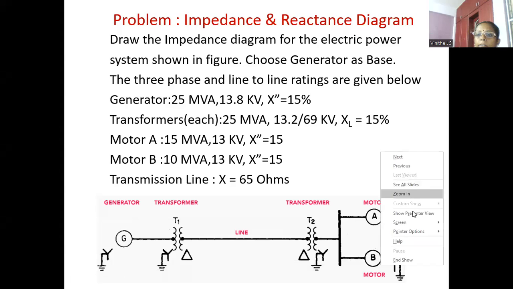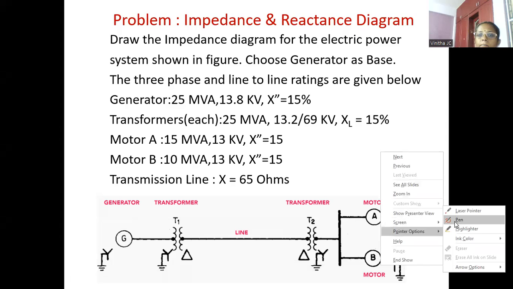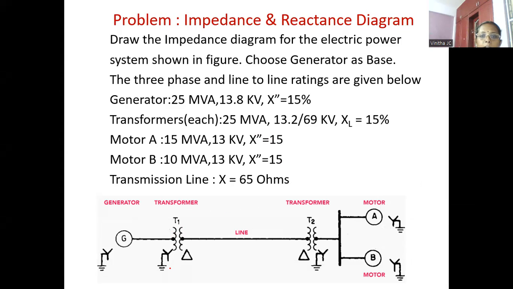13.2 bar 69 kV. So what does this mean? For the transformer T1 it is 13.2 bar 69 kV, and for the second transformer it is 69 bar 13.2 kV. So this is the way we need to choose the voltage rating. Similarly for motor A, motor B and transmission line.